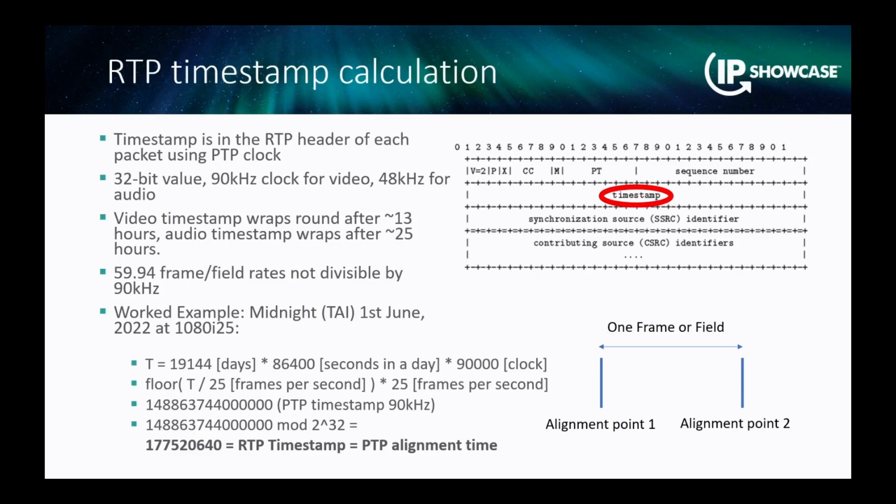That's a big problem because it needs to be thought through. You have to be very careful when you do calculations. Other challenges, when you have a 59.94 stream in the US, that's not divisible by 90 kilohertz, so you have to be really careful when implementing this.